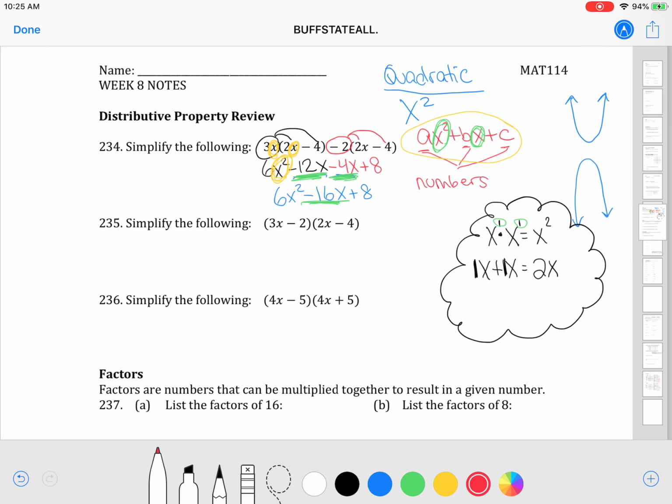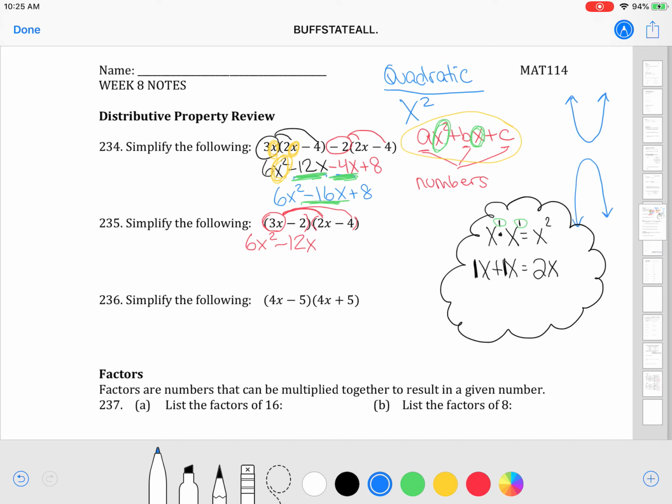So the way that this one is written out, it's telling you that everything in this first set of parentheses needs to be distributed through to everything in the second set of parentheses. So you start with the 3x and you distribute it through to everything in the second set of parentheses. So once again, I have 3x times 2x, which is 6x squared because of that x times x idea. 3x times negative 4 is a minus 12x.